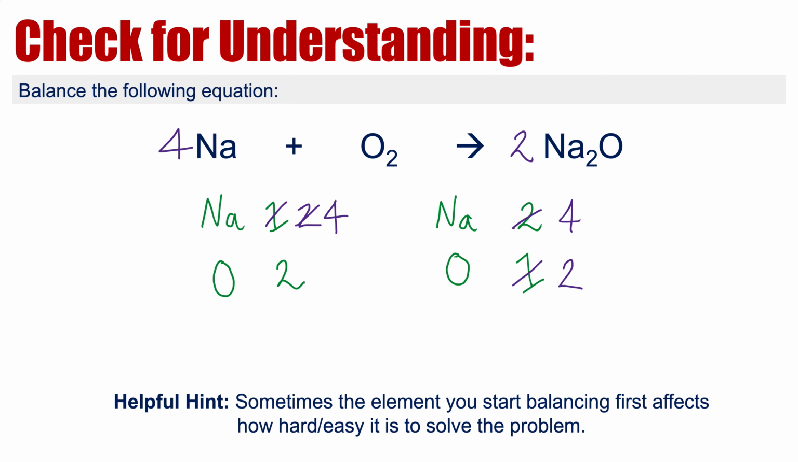Now let's kind of wipe everything clear and look at what happens if I balance oxygen first instead. I would place a 2 in front of sodium oxide. That would bring the number of oxygens up to 2 and sodiums up to 4. I would place a 4 in front of sodium and then I would be done. So you can see it took less steps. I didn't have to change any coefficients a second time.